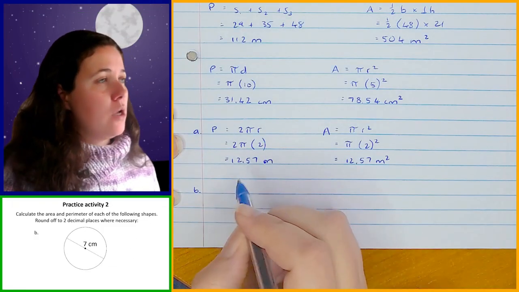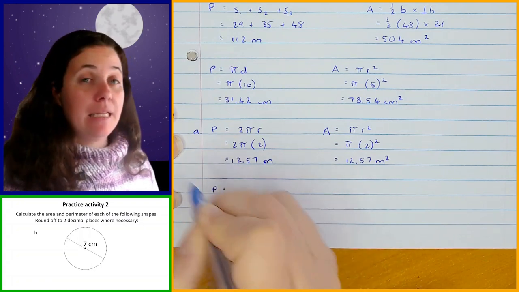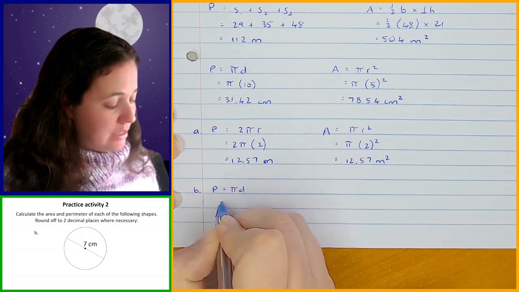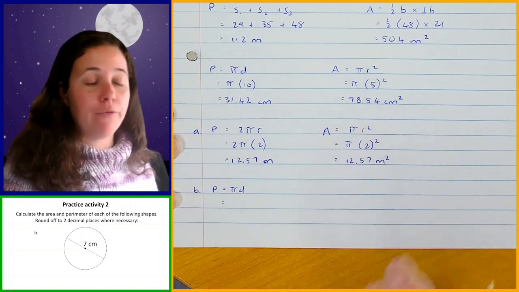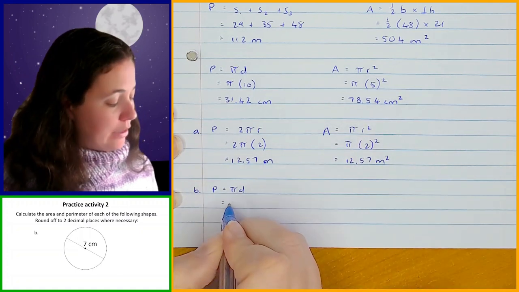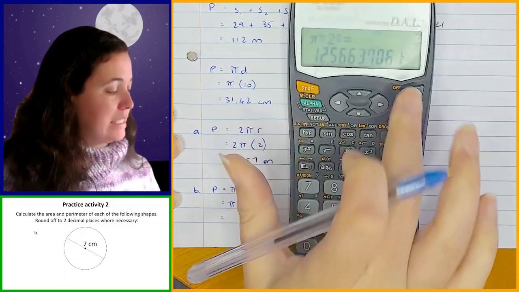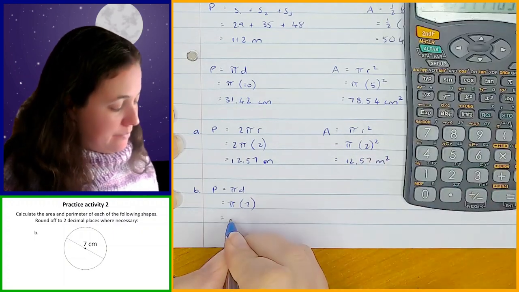So over here, first of all, my perimeter is, in this case, I've been given the diameter, so I'll use the formula that has the diameter, so pi times diameter. But it doesn't matter, you could use 2 pi r as well, but then you just have to make sure you halve the diameter to get the radius. Okay, so pi times 7, or 7 pi, is 21.99.